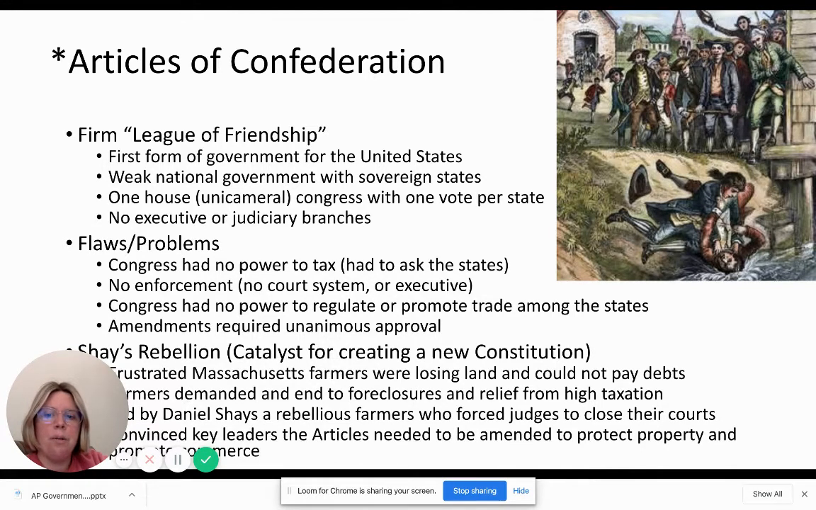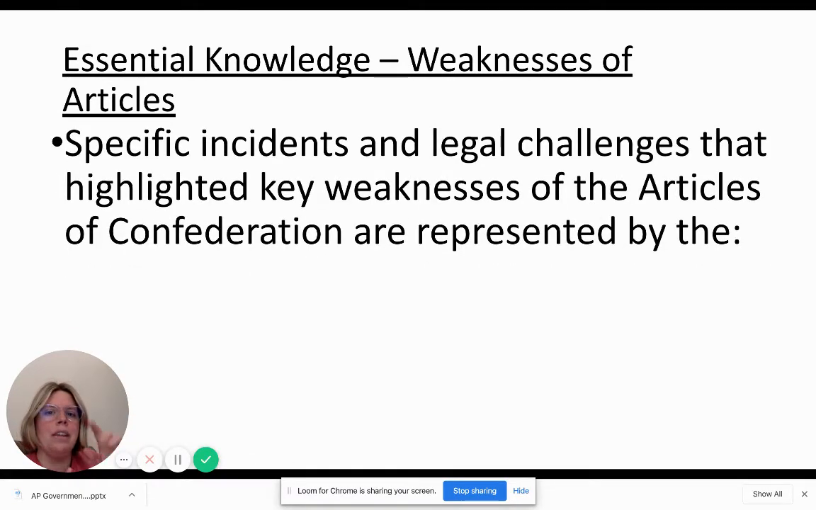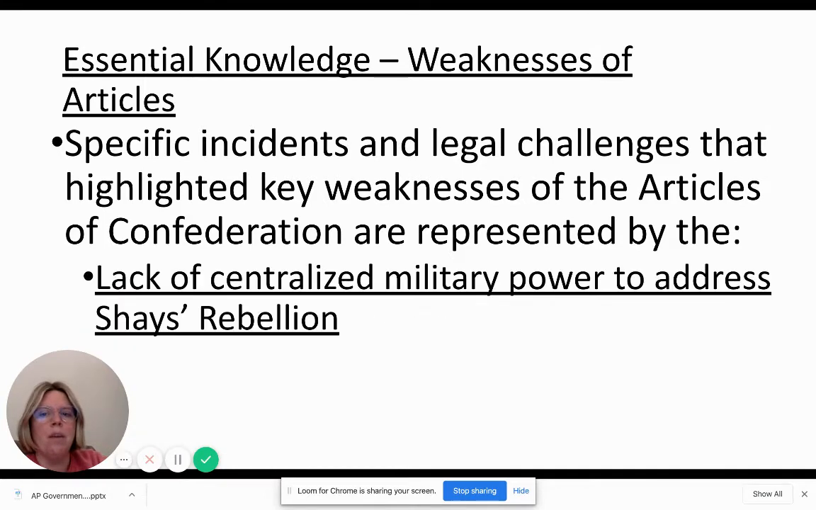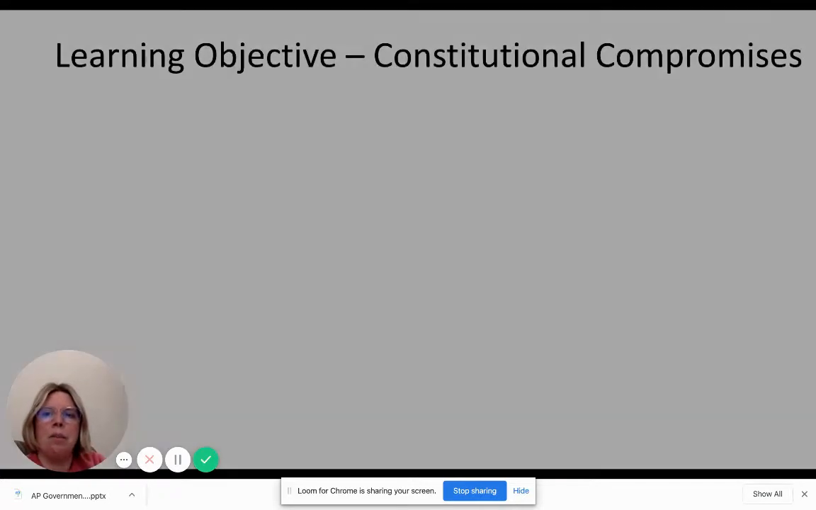And so basically they convinced the leaders that we needed to amend the articles. We need to fix it. Once they got there, remember, they were like, forget it. So key things to know about the weaknesses, basically that there were specific instances and challenges that led to those weaknesses represented by the lack of military power. So Shays' Rebellion, no military to stop that. Also, they could not tax. Big problem. If you can't tax, you can't raise revenue, and then you can't do anything. So that can be a problem for sure.